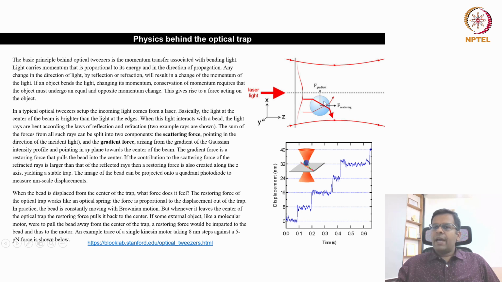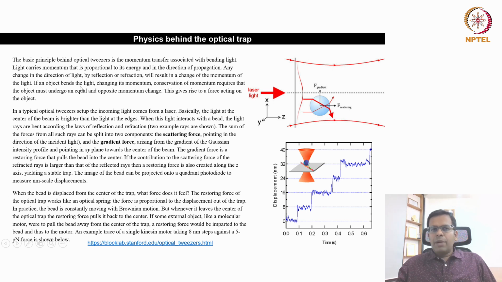Now when you put any object, let's say here a bead, in the laser beam, then what happens is this bead will create some kind of reflection or refraction of the light, and that will result in a change of the momentum of the light. Okay, because you are putting a bead in the light path, it will create reflection and refraction. It will change the momentum of this laser light.